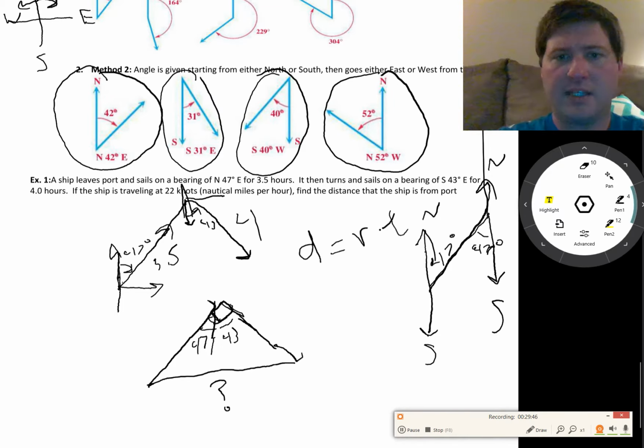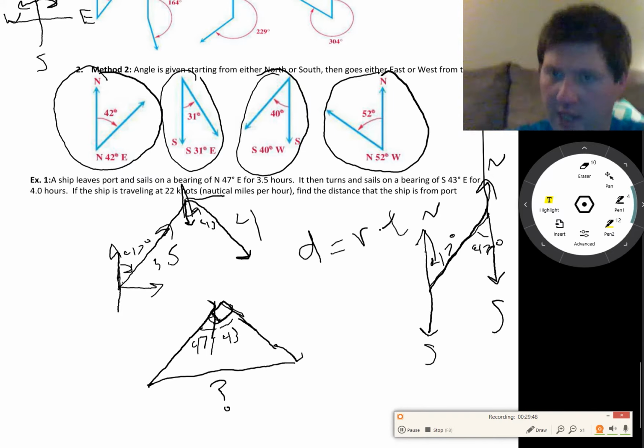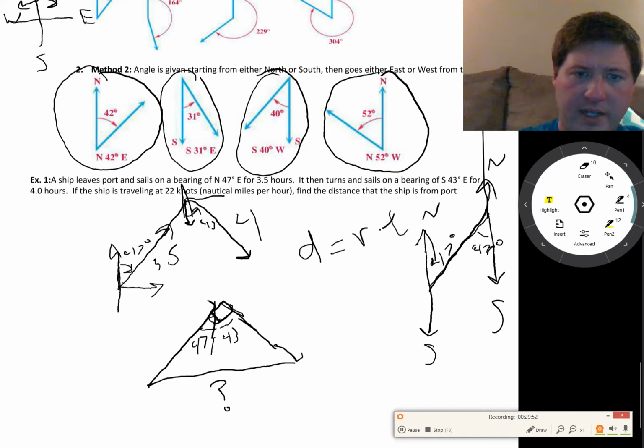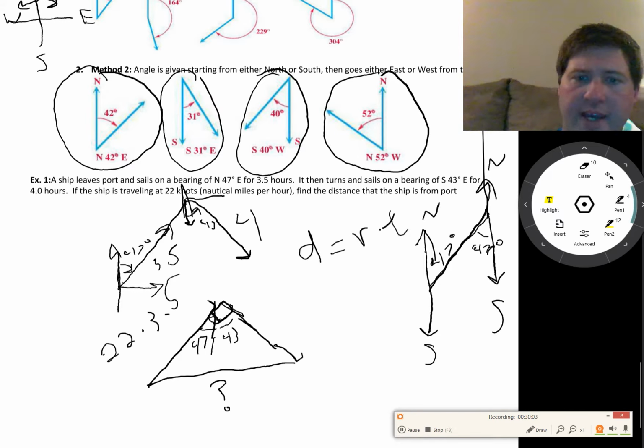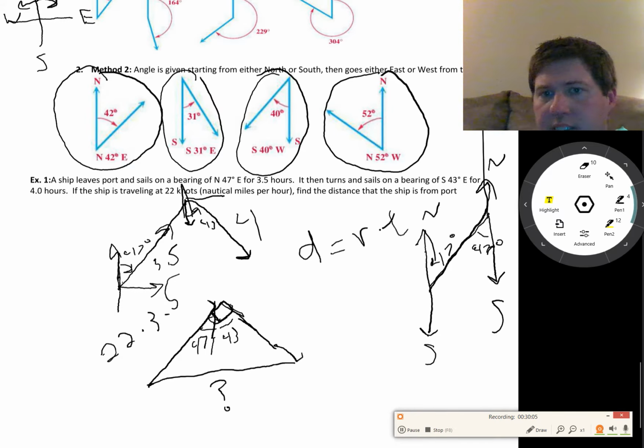If you're going 60 miles an hour for 2 hours, you've gone 120 miles. You just multiply the two. So in our first case, this first distance is 22 knots times 3.5 hours. Punch that in the old calculator. And I get a distance of 77 nautical miles.